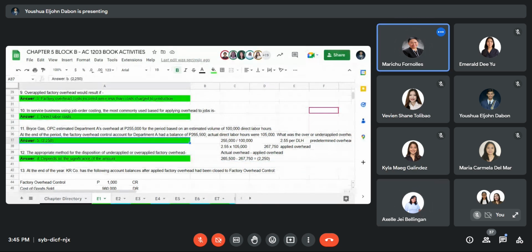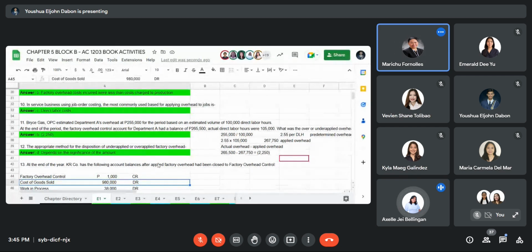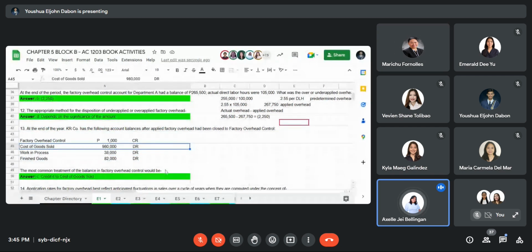Okay, next, number 12. The appropriate method for disposition of underapplied or overapplied factory overhead is, answer is letter D, depends on the significance of the amount. Correct.